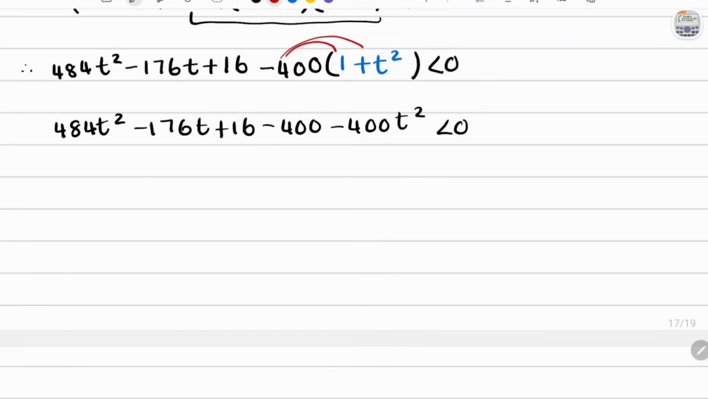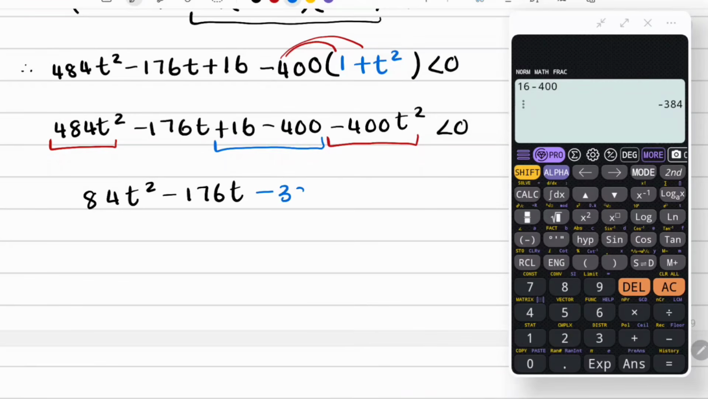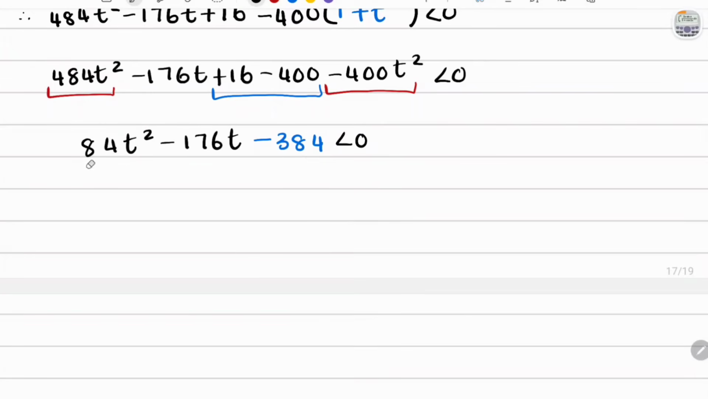Okay, so now we just have to put our like terms together. So do you see that we have t squared and t squared? So that is 484 minus 400, which will give you 84 t squared. Then we have, this is the only thing with t again, so negative 176t. And then we have a positive 16 minus 400. So what does that give us? And we get negative 384. And all of that is less than 0. Okay. Now at this point, this is a quadratic equation, as you can see. It's a quadratic inequality. Now we just really need to solve for the quadratic inequality.